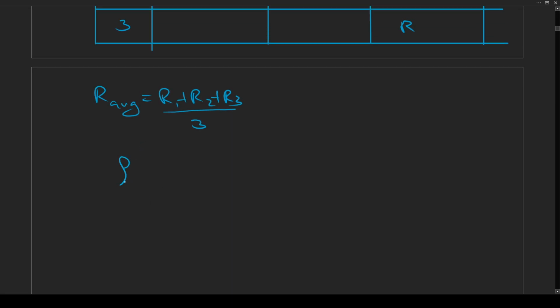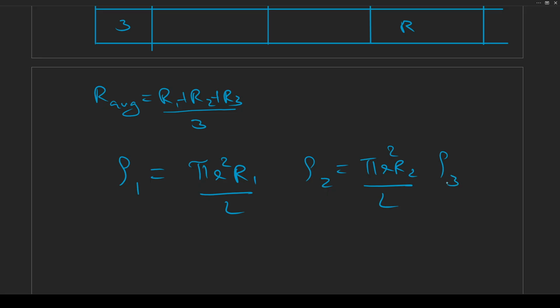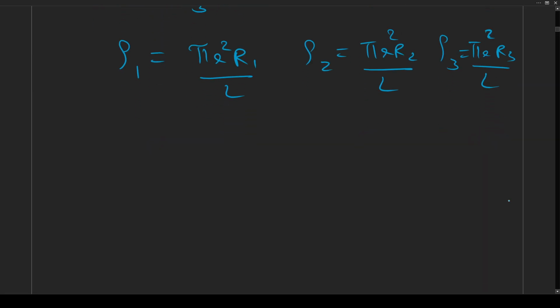So we find rho 1, which is equals to pi r square R1 by L, rho 2, which is equals to pi r square R2 by L, and rho 3, which is equals to pi r square R3 by L. Now all these we calculate, and rho average we will get as rho 1 plus rho 2 plus rho 3 by 3.